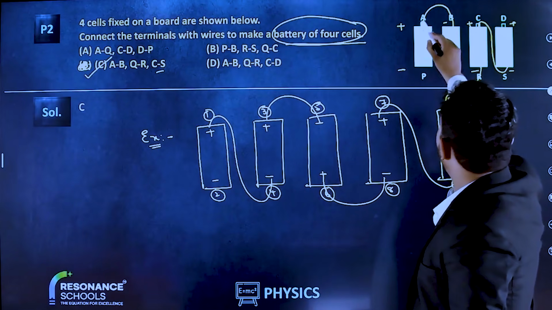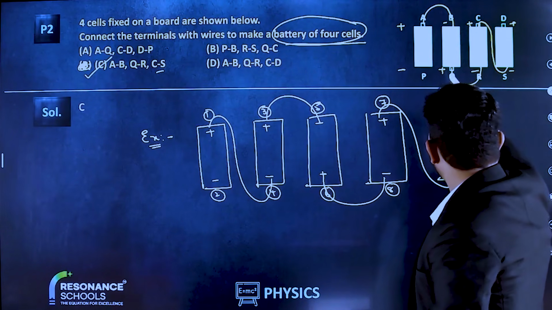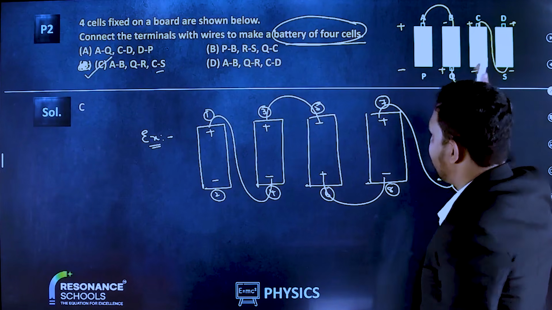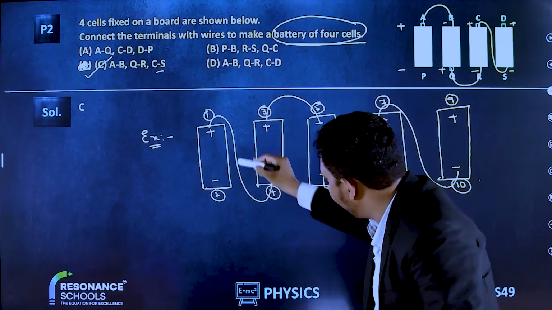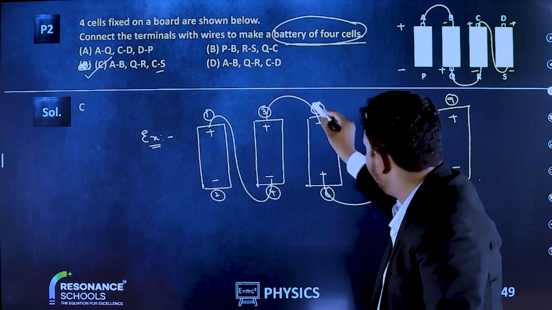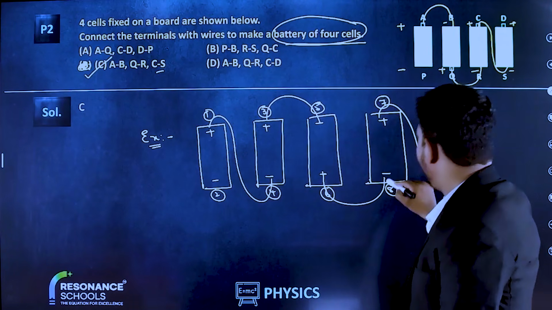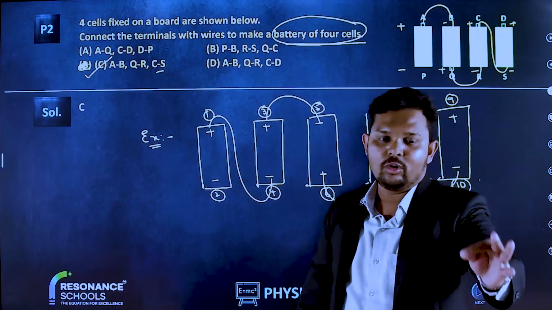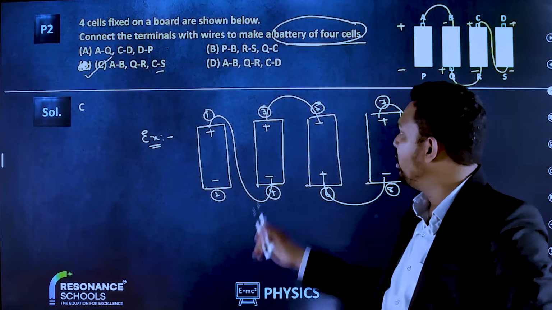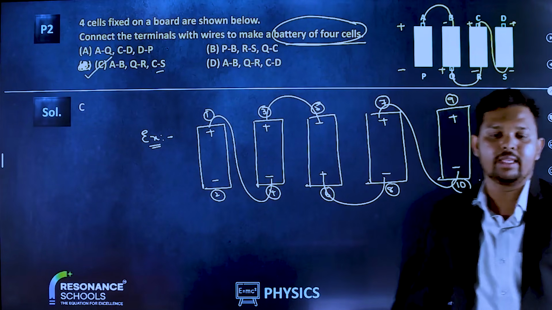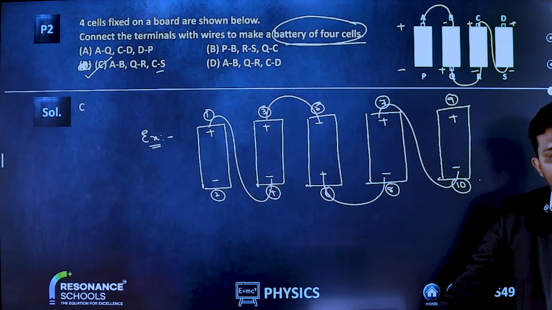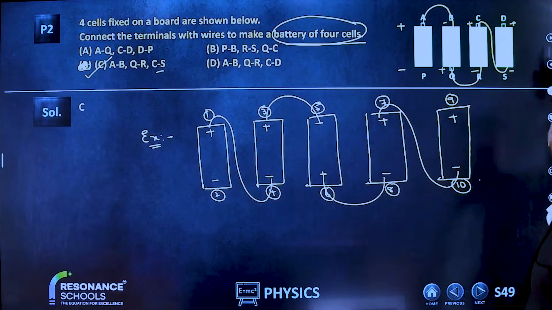First cell positive, next cell negative. Same situation. Positive connected to negative, positive connected to negative, positive connected to negative, positive connected to negative. Those who did not get it, now I think you are okay with this. Fine, that's great. Now I will come back to the next question.